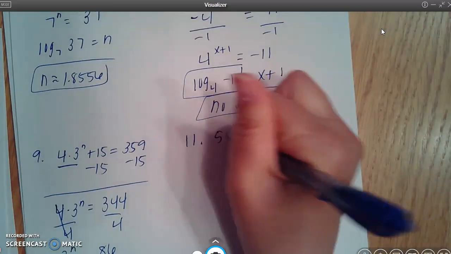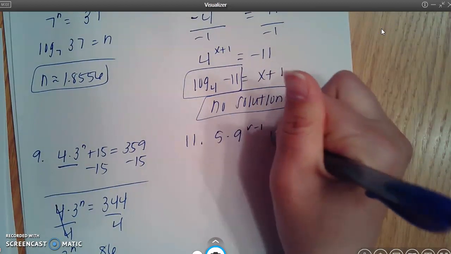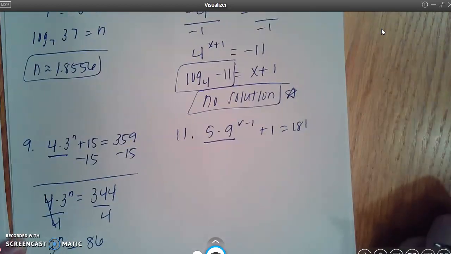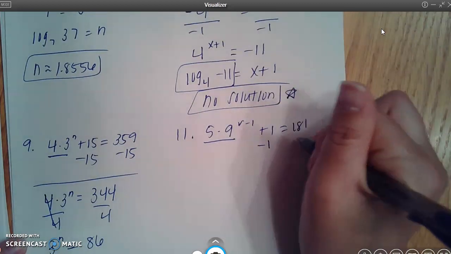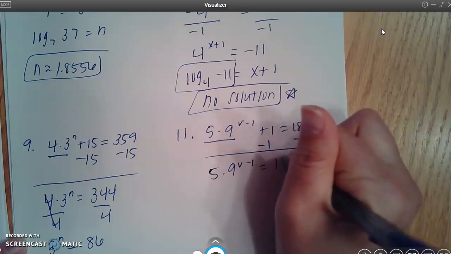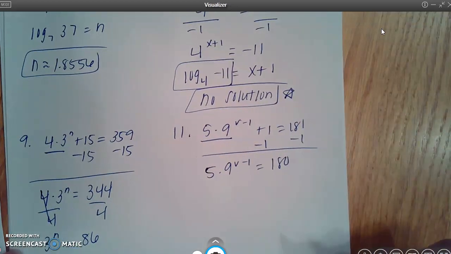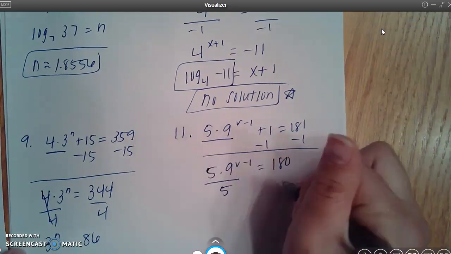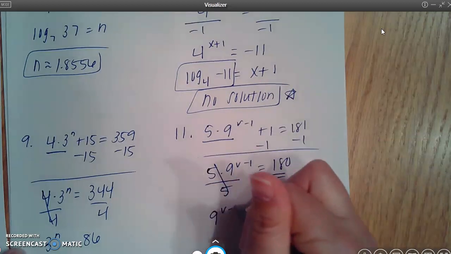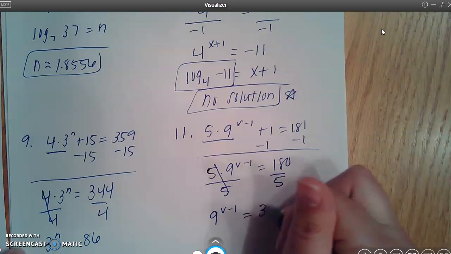I'm going to have 5 times 9 to the v minus 1 plus 1 is equal to 181. Once again, you have to get whatever's being raised to the exponent by itself first. I'm going to get rid of my positive 1 by subtracting 1. You get 5 times 9 to the v minus 1 is equal to 180. I need to get the 9 by itself, so I'm going to get rid of the multiplication by 5 by doing division by 5. And I have 9 to the v minus 1 is equal to 36.